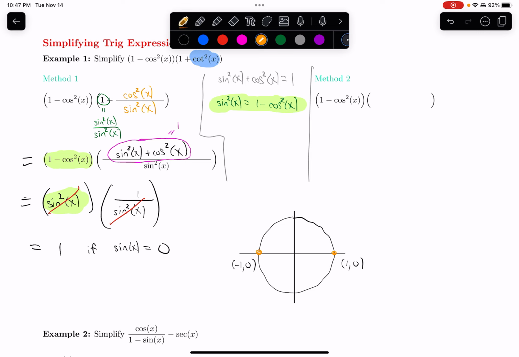So what are the angles at those points? The angle here in radians is 0. And the angle at this other point in radians is pi. All right. So I know the angles that I need to exclude.